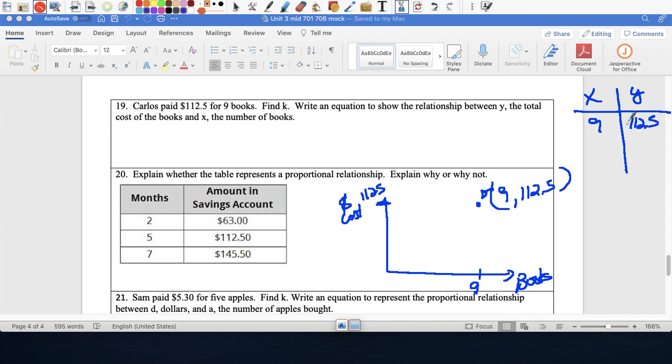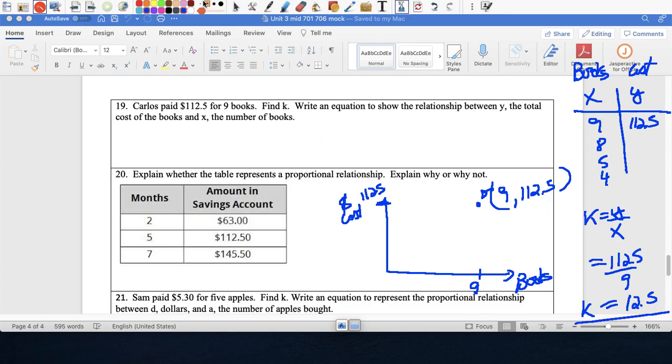It's constant, whether I write 8, 5, 4, whatever I multiplied 9 by to get 112.5, I'm going to repeat the same process for 8, 5, 4, or any number of books. And this represents books, and this represents cost. So let's find k. Well, k equals y over x. We're going to divide 112.5 by 9, and that's going to give us $12.50. So our constant of proportionality is 12.5.